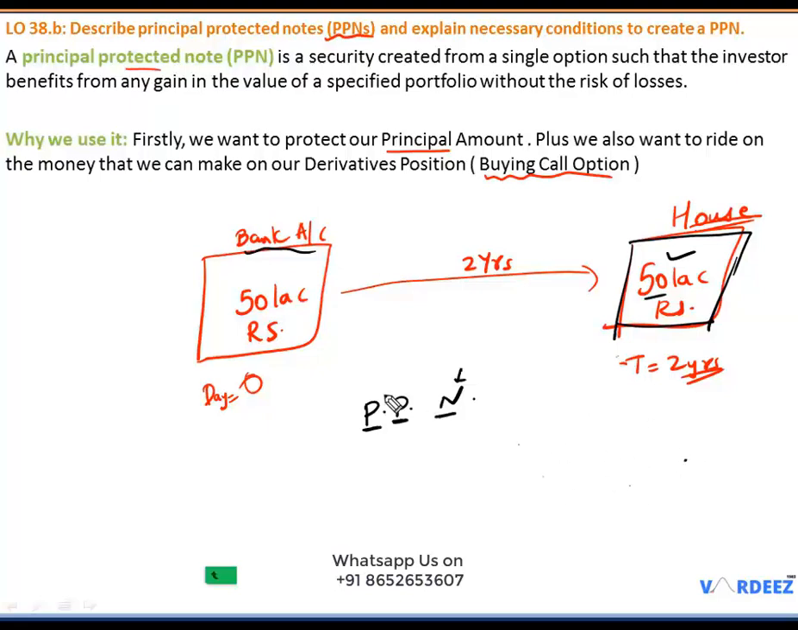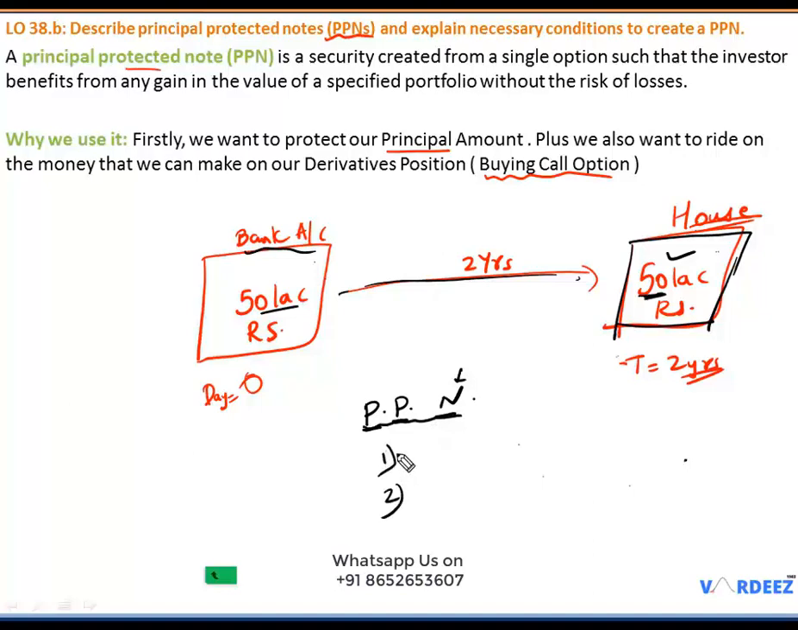Now you must be wondering, I'm keeping this 50 lakh and after 2 years I'm still getting 50 lakh, so why should I choose this PPN? Does it make sense? If you invest this money in a fixed deposit paying maybe 8% interest, then over this 2-year period your 50 lakh will increase in value, maybe 55 lakh, 60 lakh, whatever it is. You can earn this interest, right? That's the point. But this PPN gives you an opportunity.